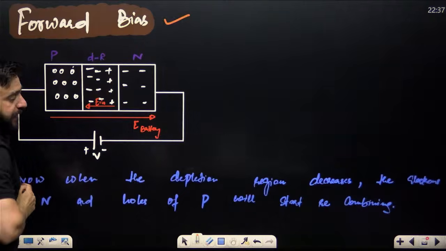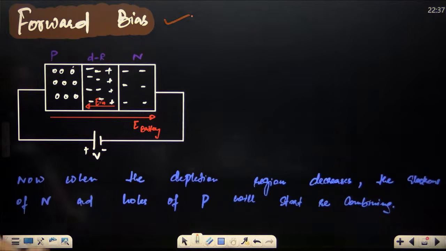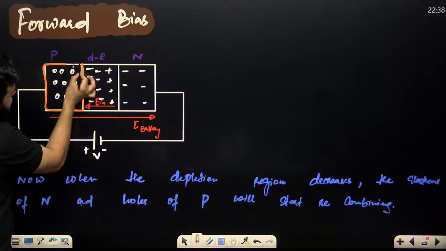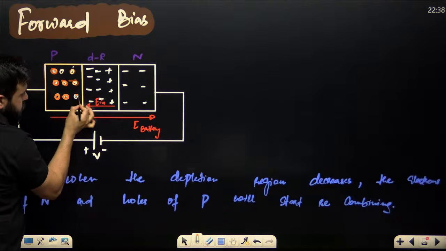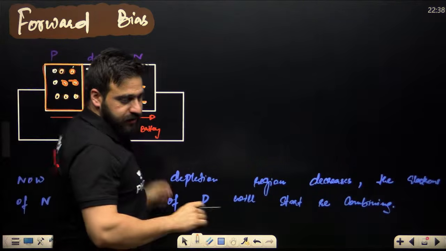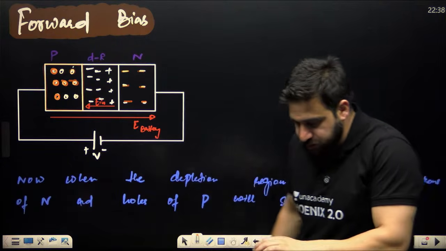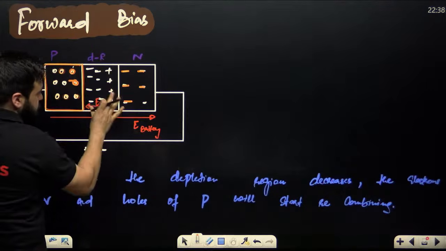Listen carefully. Let's suppose you have a PN junction diode. In this P-type semiconductor, what are the majority charge carriers? Majority charge carriers are holes. In this N-type semiconductor, what are the minority charge carriers? Minority charge carriers are electrons. Now, this is the depletion region, my dear NEET aspirants, over here.